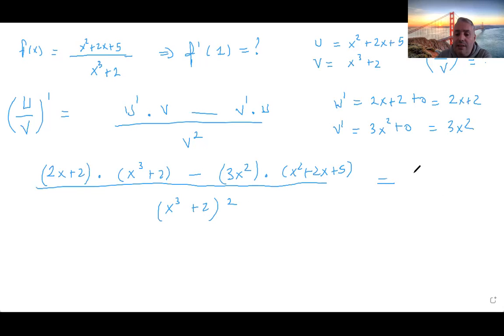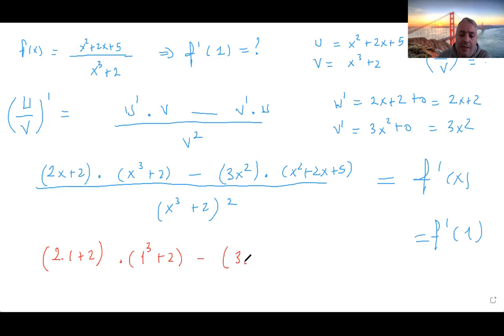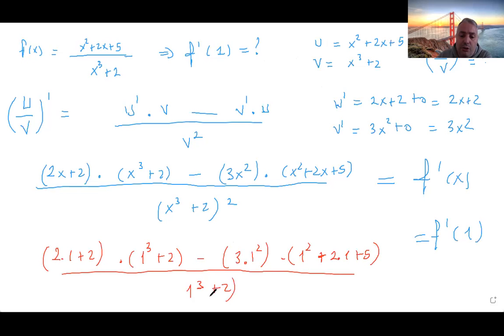Now, guys, this is f prime of x. Now the question is, what is f prime at 1? So how can I solve this? Whenever I see x here, I will put 1. So let me change the color. It will be 2 times 1 plus 2 times 1 cubed plus 2 minus 3 times 1 squared times 1 squared plus 2 times 1 plus 5 divided by 1 cubed plus 2 squared.